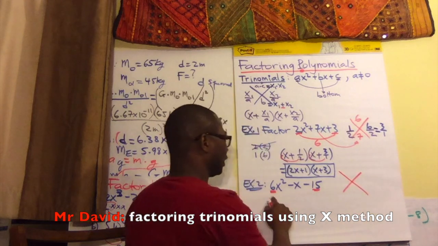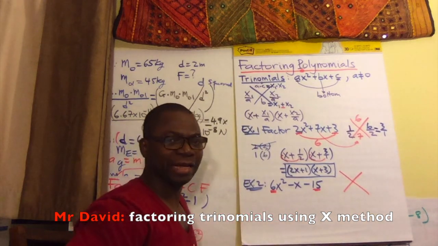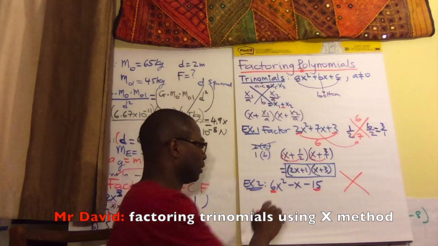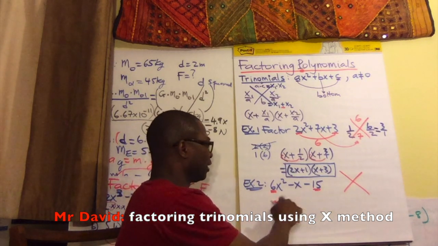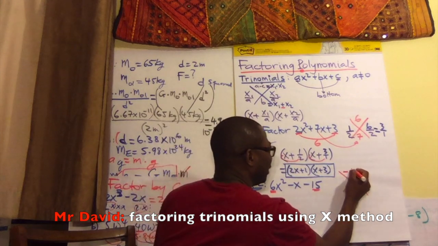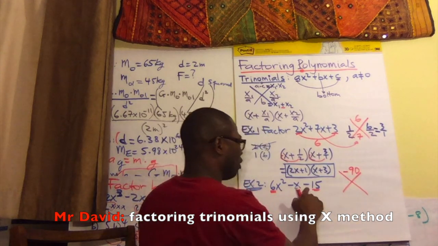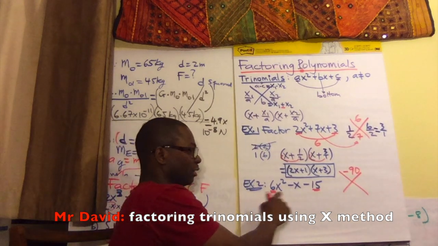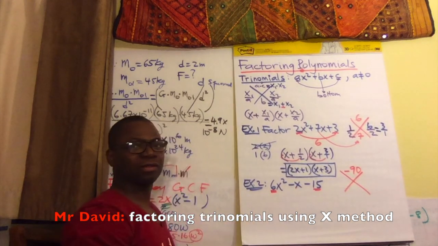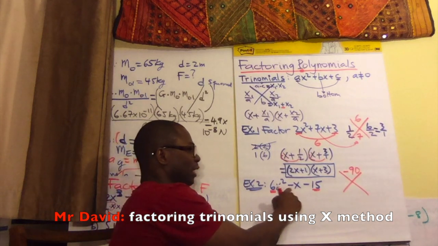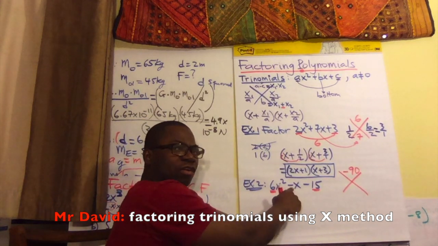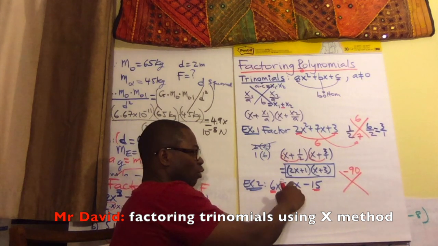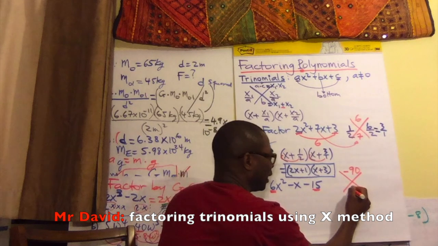So 6 times negative 15. It looks like 90, right? 6 times 5, 30. Yeah, so negative 90. So let's not forget the negative. A is 6, C is negative 15. B is right here. What number is in front of x? It's a negative 1. See, there's an invisible 1 there. So negative 1 goes here.